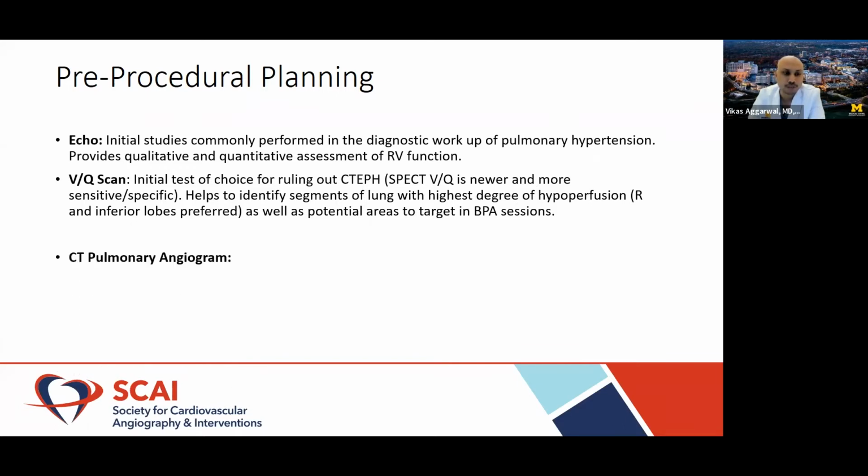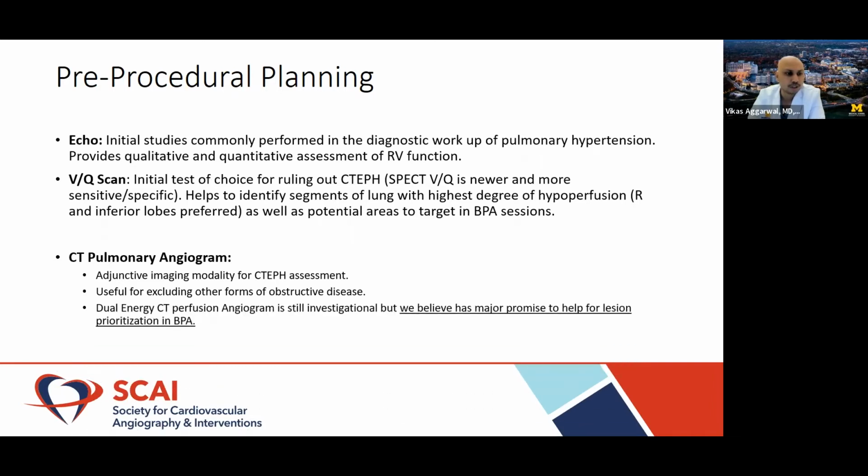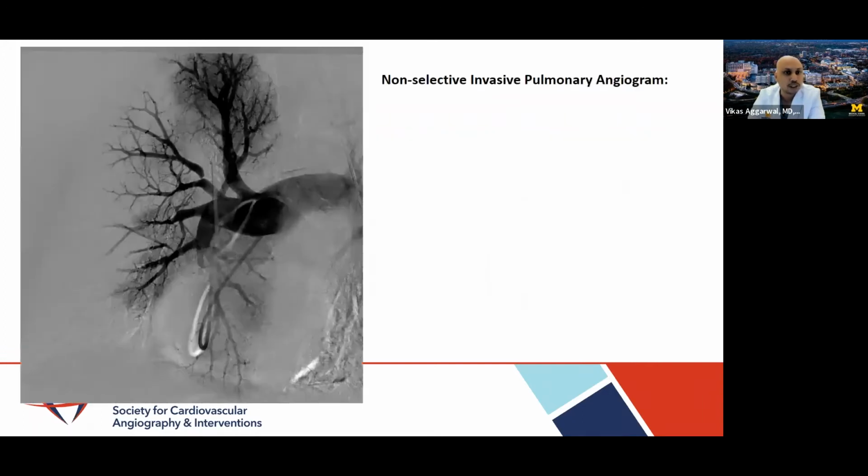CT pulmonary angiogram, while the gold standard for acute pulmonary embolism, in the chronic pulmonary embolism space is at best adjunctive. In my mind, the biggest use of this technology is to exclude other forms of obstruction in the lung and parenchymal lung disease, such as tumors and ILD and other things. Dual energy CT perfusion angiography is investigational, but we believe has promise to help with lesion prioritization in pulmonary angioplasty.